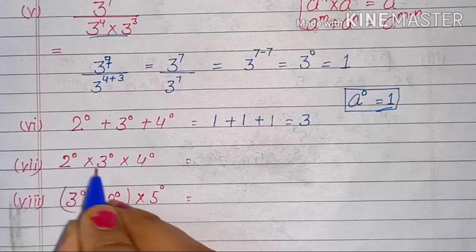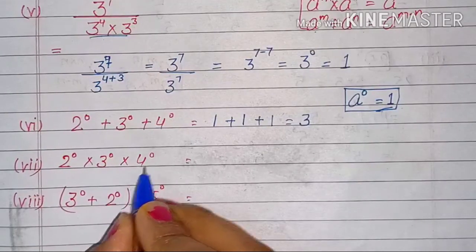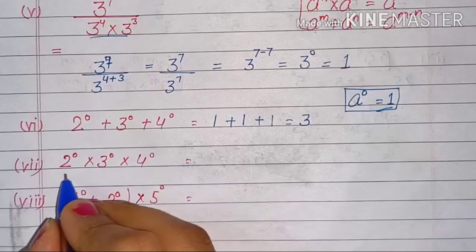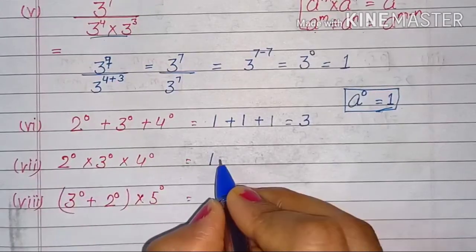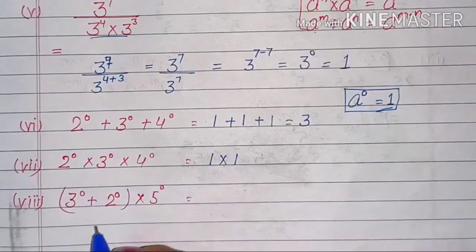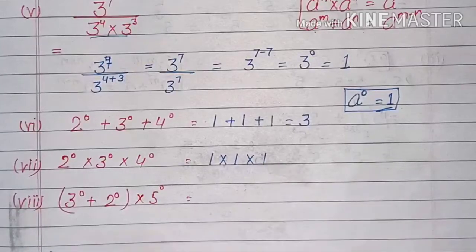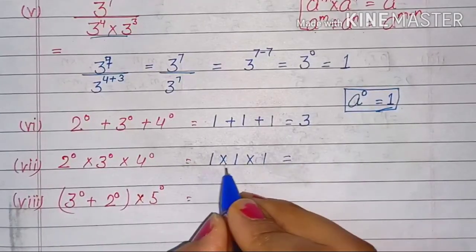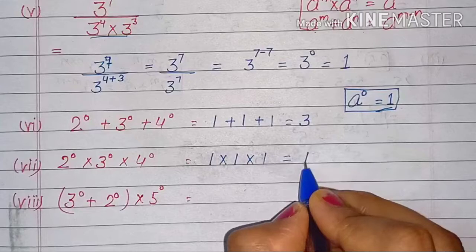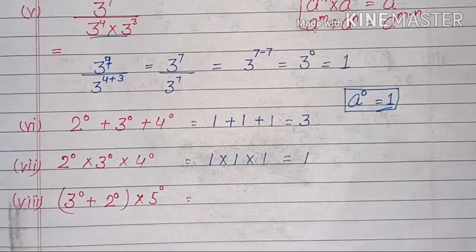Now 2 raised to power 0 into 3 raised to power 0 into 4 raised to power 0. So here 2 raised to power 0 is 1, 3 raised to power 0 is also 1, and 4 raised to power 0 is also 1. Now if we multiply 1 by 1 and then 1, it is equal to 1.